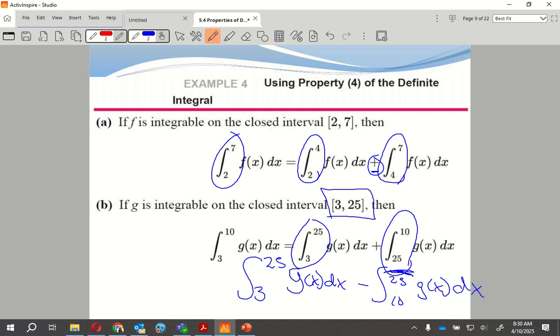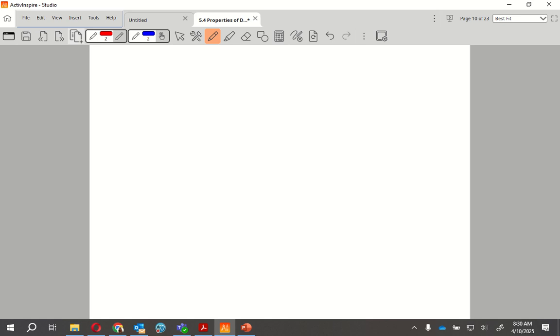Okay, so now what is this actually doing? This is taking my whole value from 3 to 25 and I'm subtracting 10 to 25. What's going to be left if I subtract 10 to 25? I'll draw it for you. Have a graph.